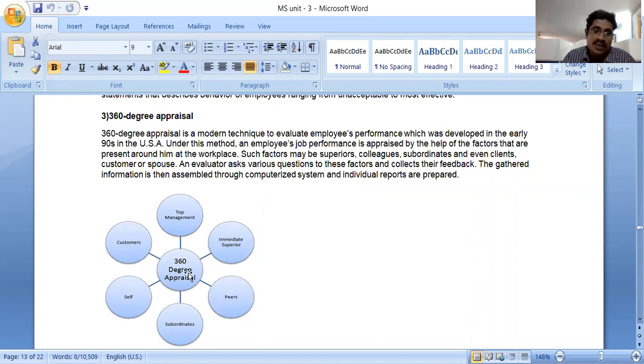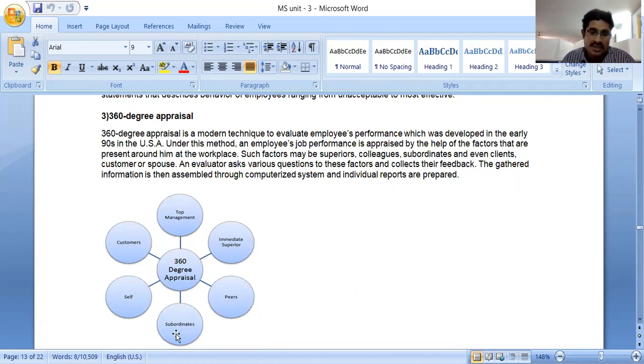So if the employee is here, the top level manager, subordinates, immediate supervisor, peers, self, customer, all these persons will give the report upon him about his performance. He will be ranked and judged by all these persons. This type of appraisal method is called the 360-degree rating method, right?